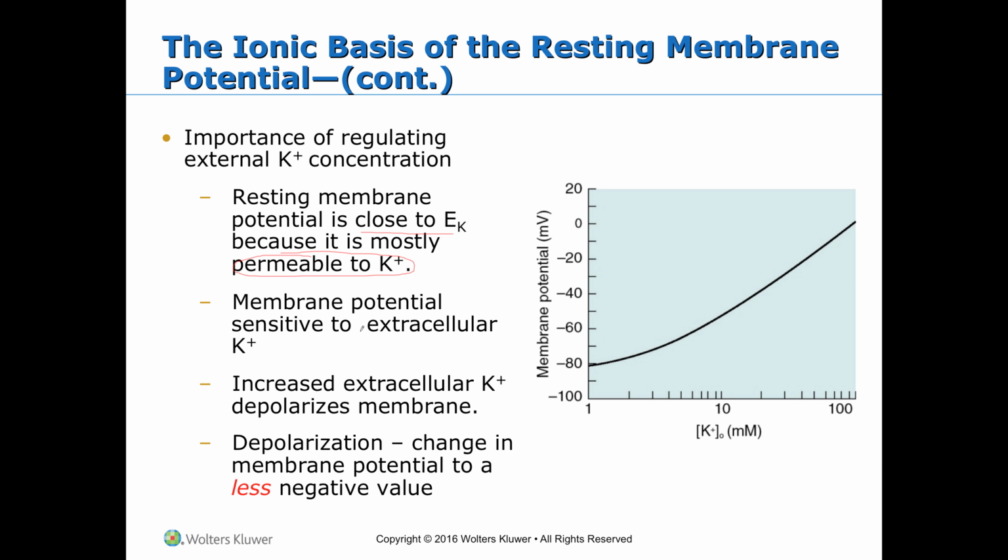The membrane potential is sensitive to extracellular potassium, where increased levels of extracellular potassium have the ability to depolarize the cell membrane. Depolarization simply means that there's a change in the membrane potential to a less negative or more positive value. So here's the concentration of potassium found on the outside of the cell, and here's the membrane potential of a given neuron. You see that right around here, if we are greatly increasing this to greater than 10, this value goes up and up and up.